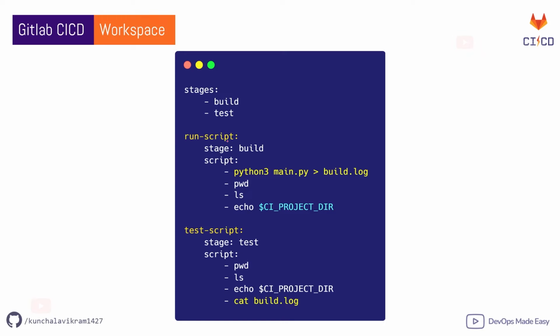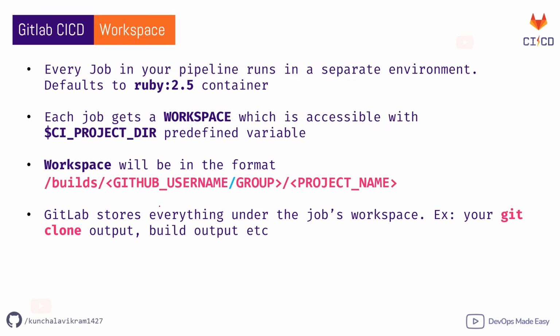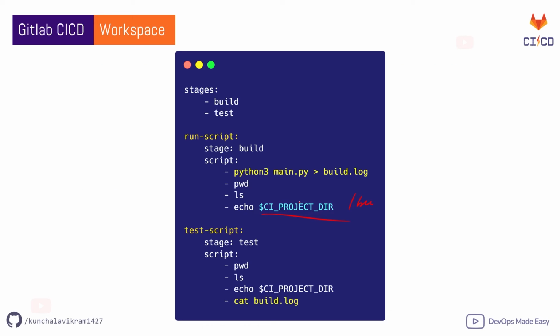Here I have one of the jobs that belongs to the build stage. Here I am simply running a Python file and redirecting to build.log. So this build.log will be under the CI project directory, which is under builds, username, and so on, whatever location that we had seen. Now I have another job that is just trying to cat that build.log which is generated in the other job. So if you try to cat that log from the same CI project directory location, you'll get an error and this job will fail.